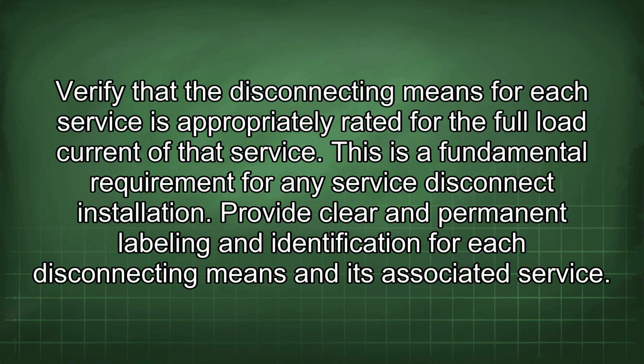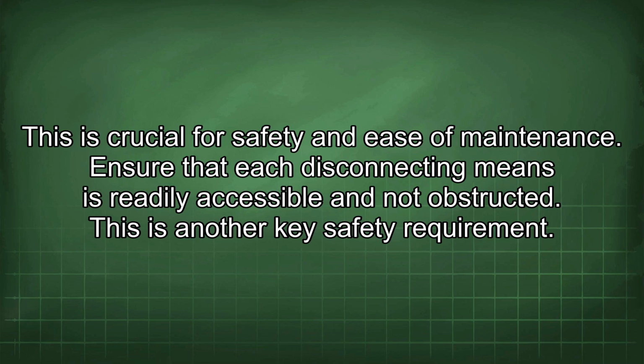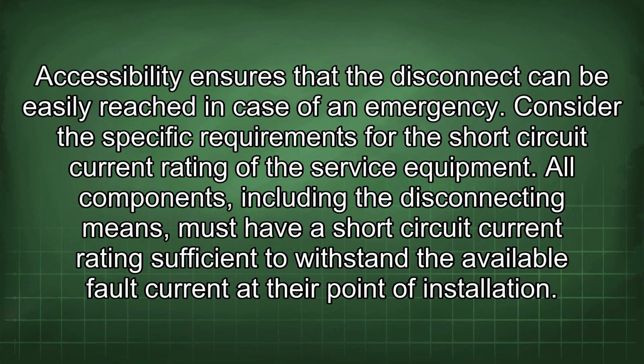Verify that the disconnecting means for each service is appropriately rated for the full load current of that service. This is a fundamental requirement for any service disconnect installation. Provide clear and permanent labeling and identification for each disconnecting means and its associated service. This is crucial for safety and ease of maintenance. Ensure that each disconnecting means is readily accessible and not obstructed. This is another key safety requirement. Accessibility ensures that the disconnect can be easily reached in case of an emergency.